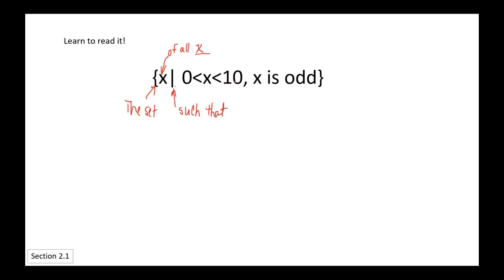So if I wanted to read this mathematically, we would say the set of all x such that. Now here you have a choice. You could read it from left to right: 0 is less than x, which is less than 10. But typically when it's like this, we would say the set of all x such that x is between 0 and 10, and, for the comma, x is odd. So the set of all x such that x is between 0 and 10 and x is odd.